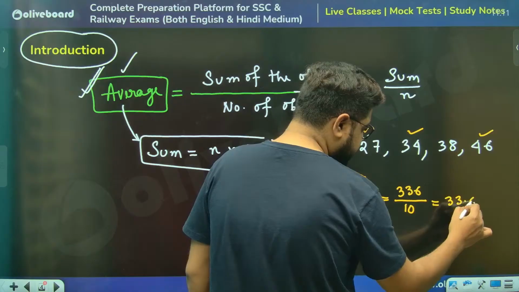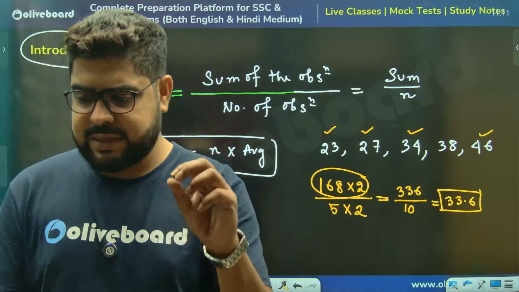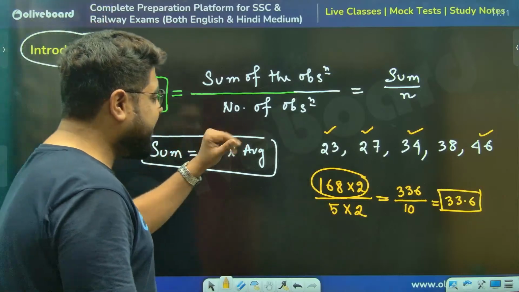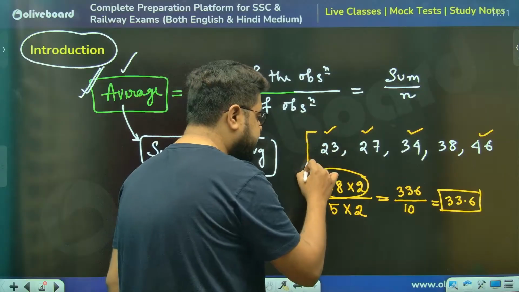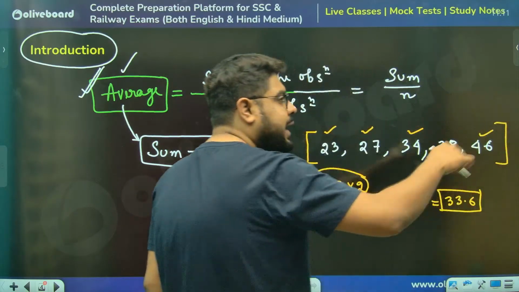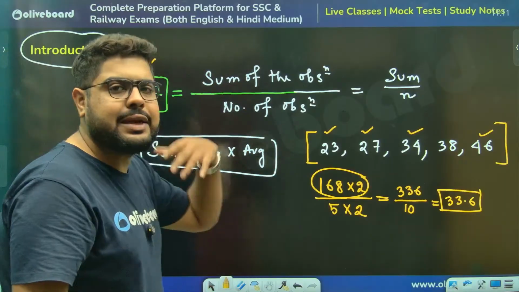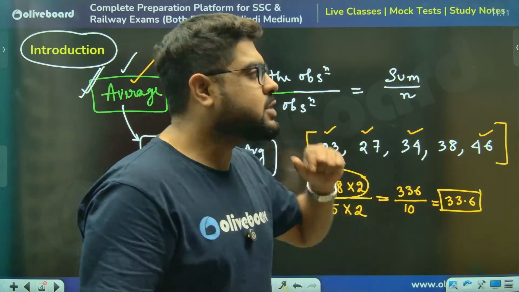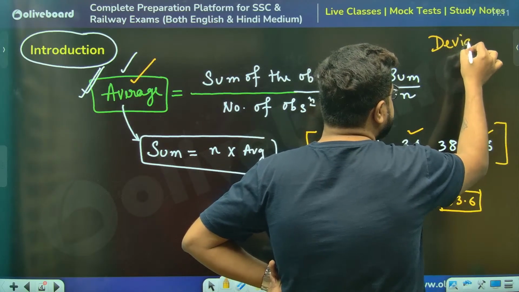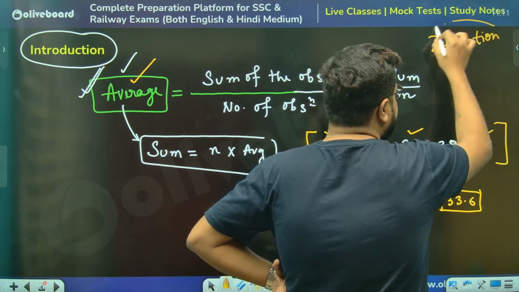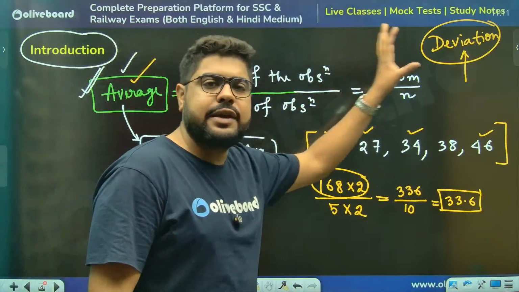You will say, sir, it is very simple. This is not a very difficult job. What I am asking you guys is that this calculation can also be done in another way. Average can be approached from another angle as well. That is called deviation. You can calculate average using deviation as well.